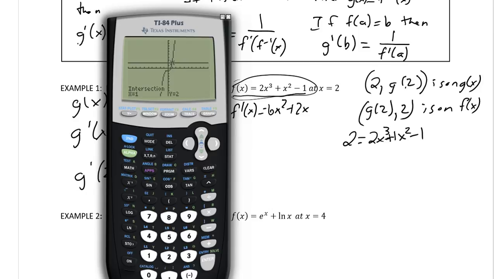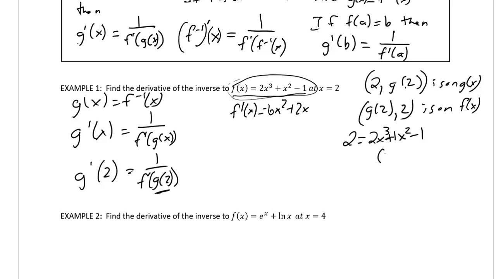So in other words, going back to here, when x equals 1, then f of x equals 2. So the point 1, 2 is on f of x, which means 2, 1 is on g of x. So g of 2 is 1.